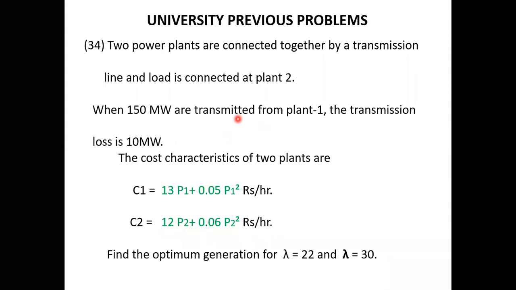But when you observe the given data, the load is connected very near to the plant, which means your L2 becomes 1. So your condition is rewritten as L1 into df1 by dp1 is equal to df2 by dp2 is equal to lambda. So find out the L1 value, and we know df1 by dp1 and df2 by dp2 from C1 and C2, and we know the lambda value. So easily we can find out P1 and P2.